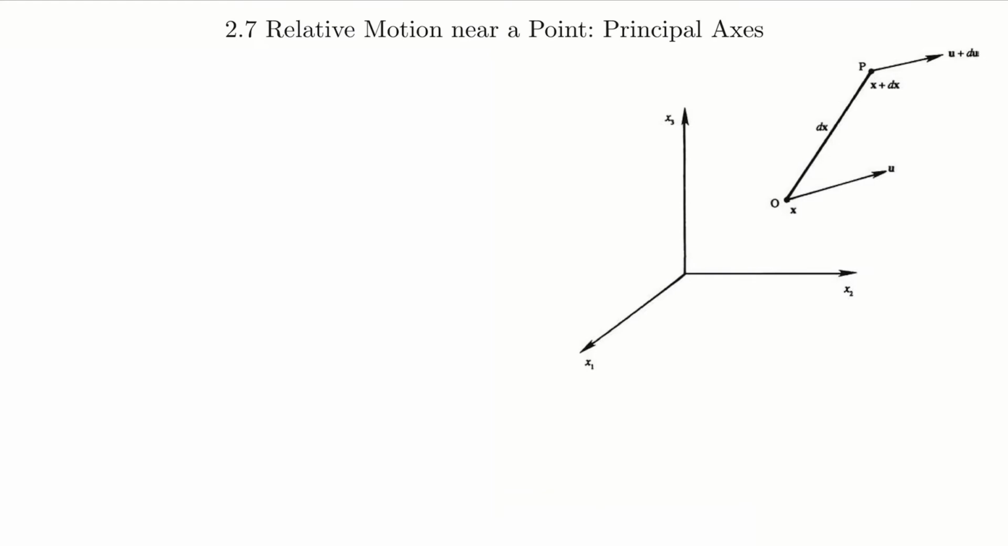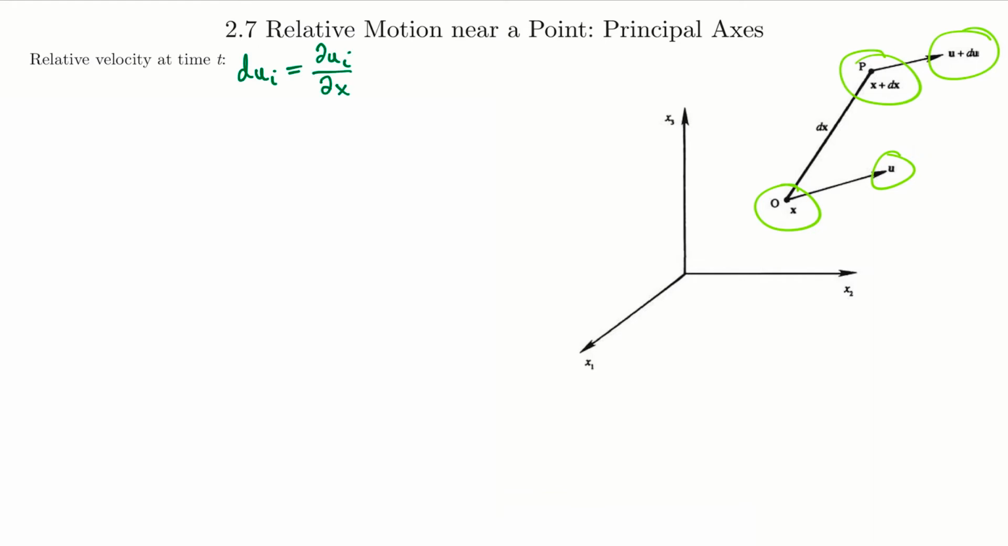Okay, so we have point O, and its velocity is u. Then we have this neighboring point P with its velocity of u plus du. So then we would have the relative velocity at time t. We write as follows. And then we have this term here, which is the velocity gradient tensor, as I've noted there. And we can decompose this velocity gradient tensor, as we've seen in the previous video, into symmetric and anti-symmetric parts. So that would look like this.